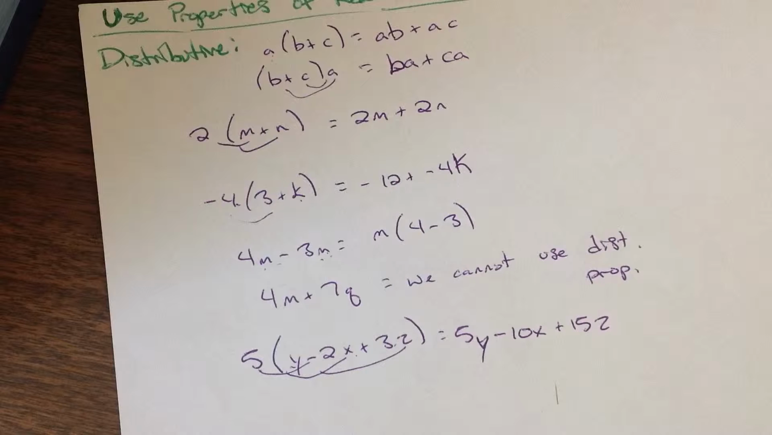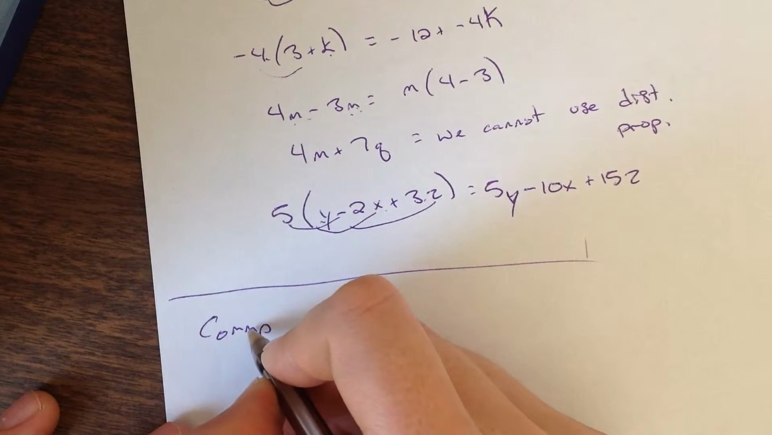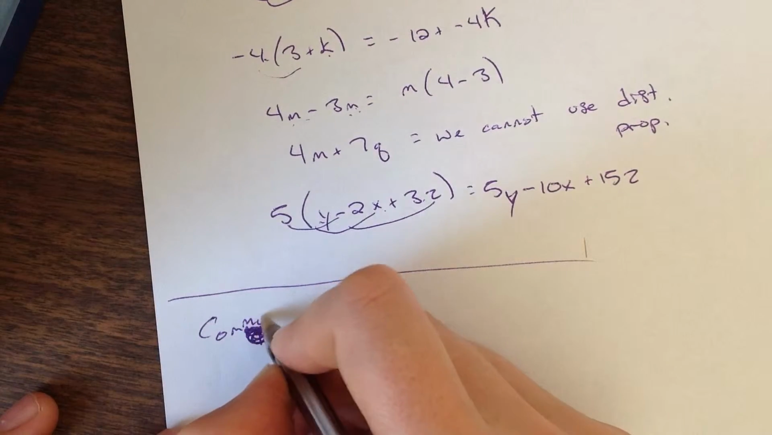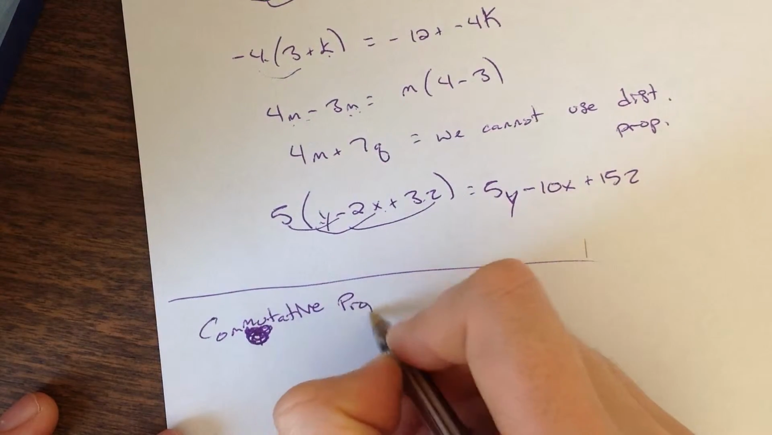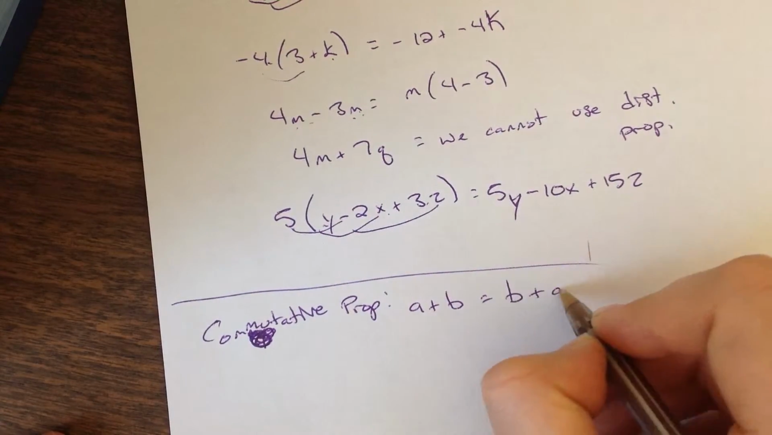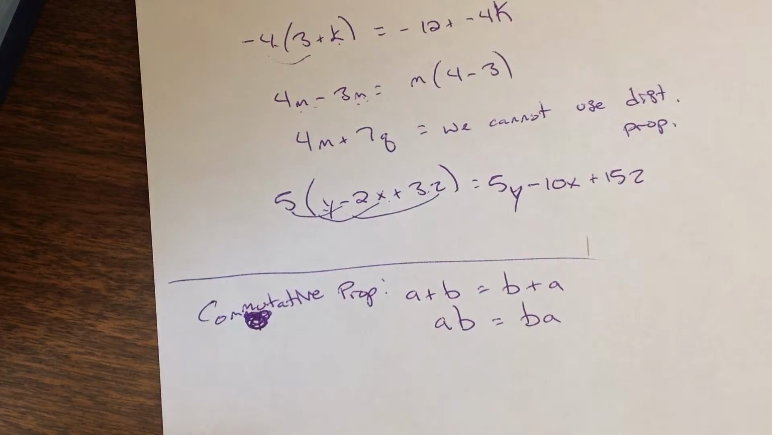Another 2 properties that we want to go into is what's called the commutative and associative. So for the commutative property, it basically states that... I cannot spell today, sorry guys. Commutative property. If we have a plus b, that's the same thing as b plus a. Same thing happens with multiplication, and we can reverse the order.